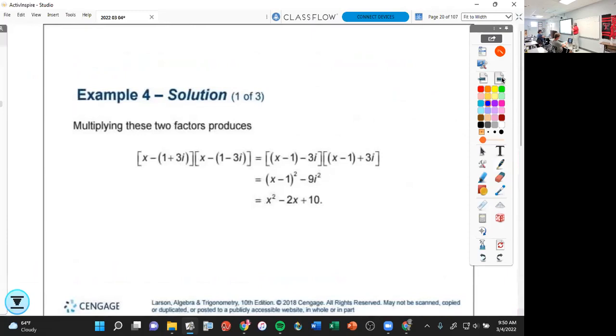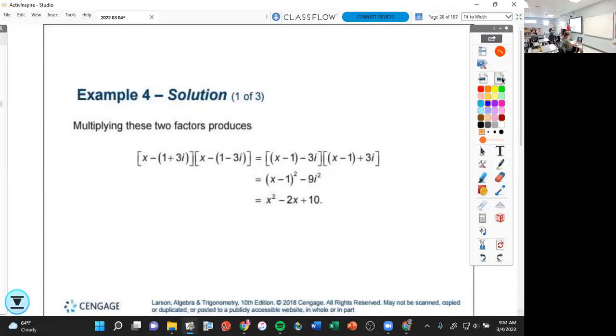Okay, so if 1 plus 3i and 1 minus 3i are both factors, then we can multiply those together. If we multiply those together, I want y'all to see how they did this. They changed the groupings, right? Instead of the 1 plus 3i, they changed it to x plus 1 or x minus 1. What property did they just use? The order stayed the same. They changed the grouping. They used the associative property, and that's legal.